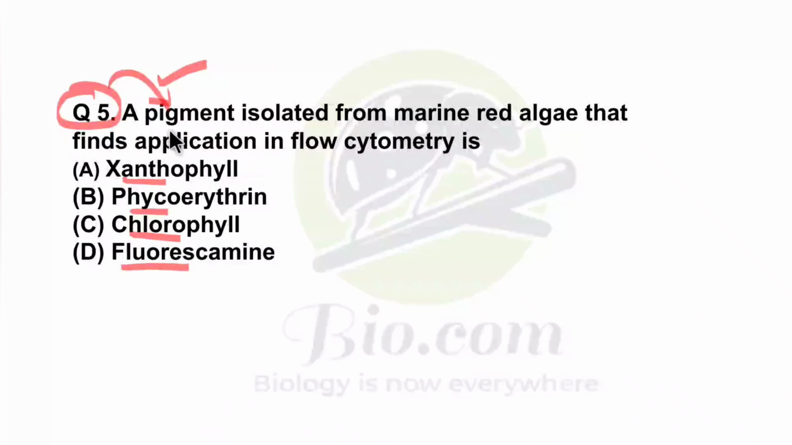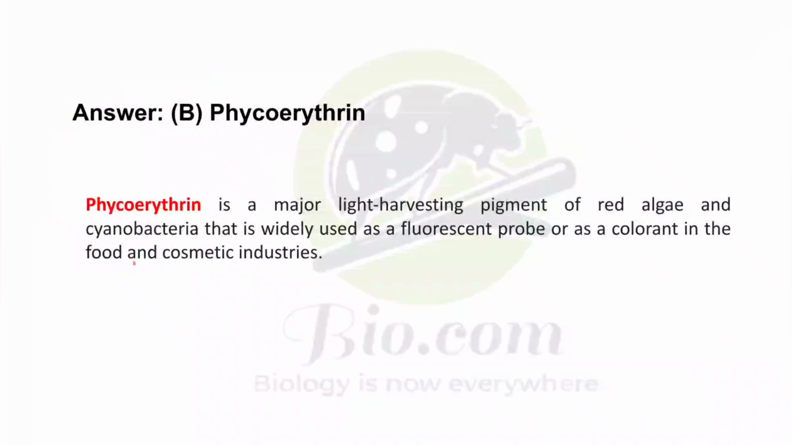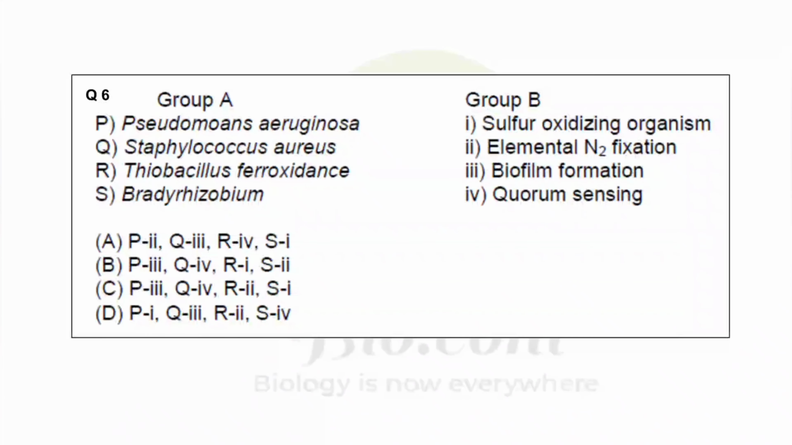So if we talk about the red algae, we just studied that red algae have a pigment that is phycoerythrin, which is responsible for the red color and that provides the red color to the sea. Therefore the pigment responsible particularly, exclusively in red algae, is phycoerythrin, and phycoerythrin is a major light harvesting pigment which is widely used as a probe, specifically a fluorescent probe, or as a colorant in the food and cosmetic industries. So the correct answer is phycoerythrin.